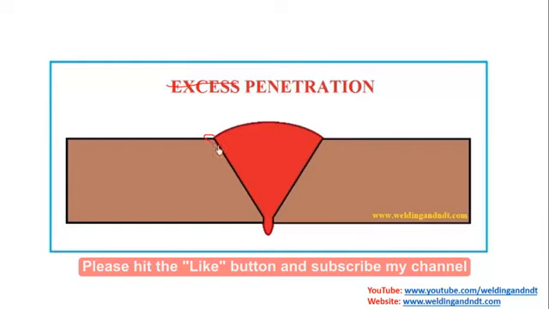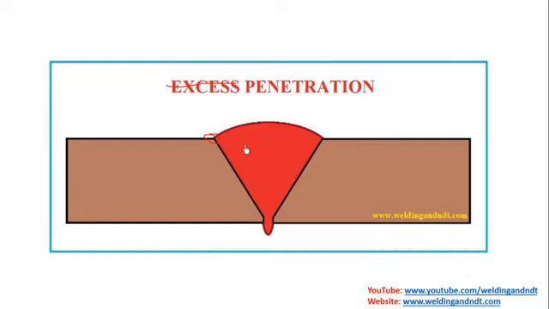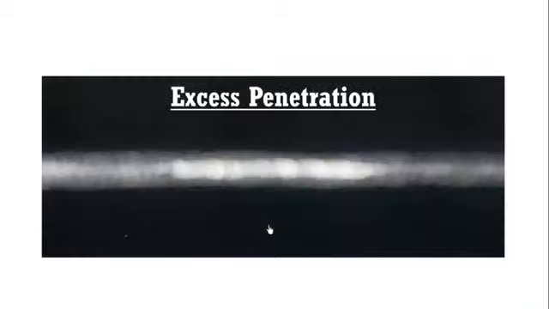If the undercut is formed here, either here or here, it will be known as external undercut. But if the undercut has been formed on the root side, like here, on the back side of the welding, then this type of undercut will be known as internal undercut. So internal undercut will appear at the root run, at the edge of the root run.